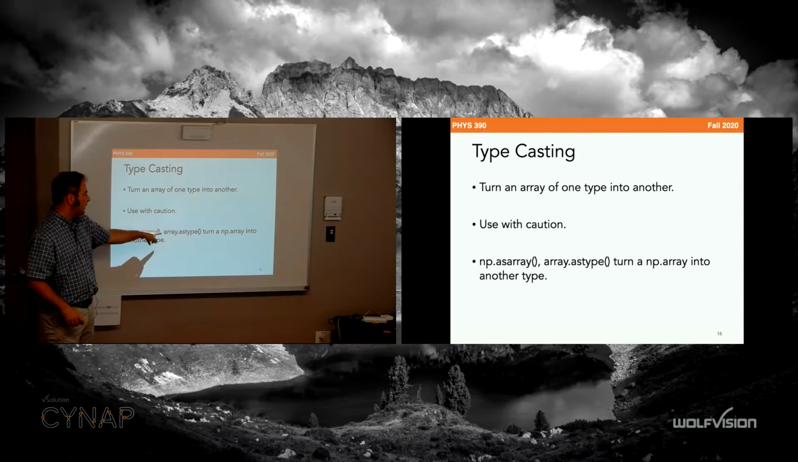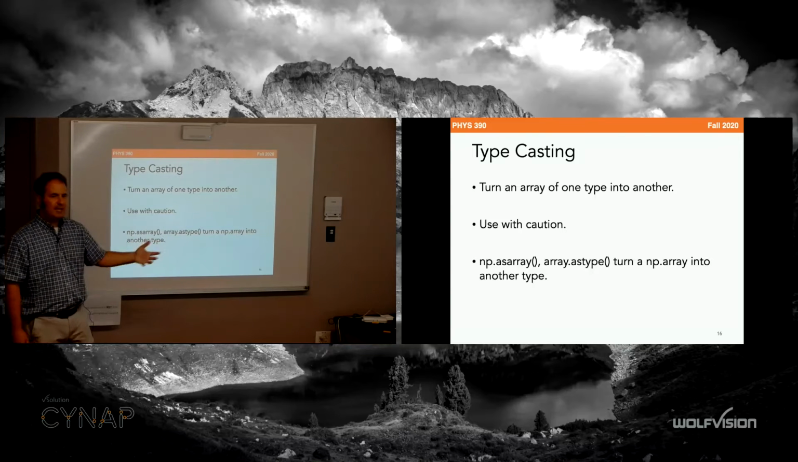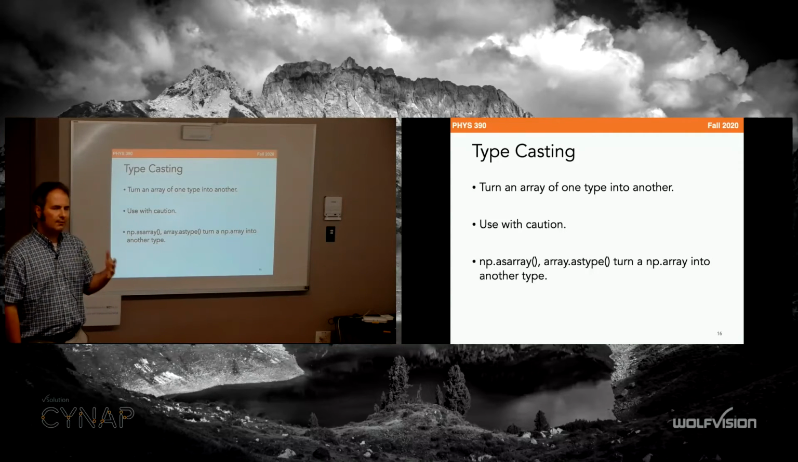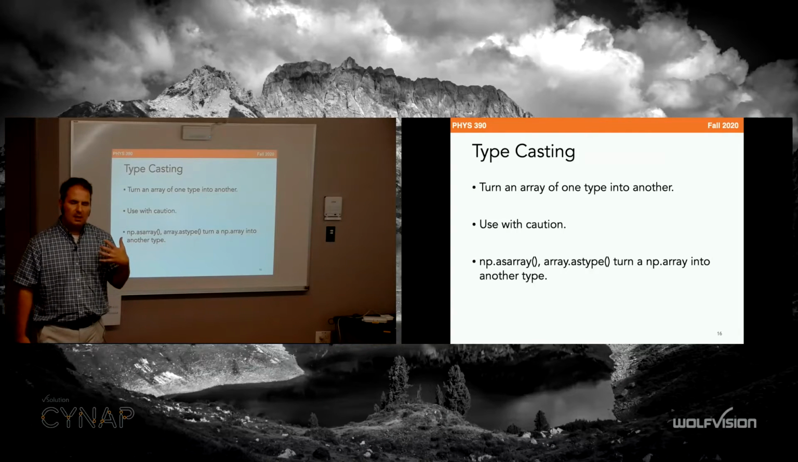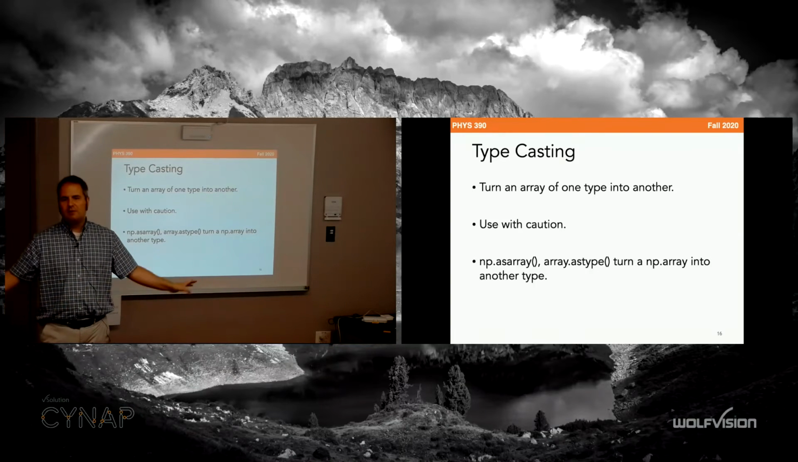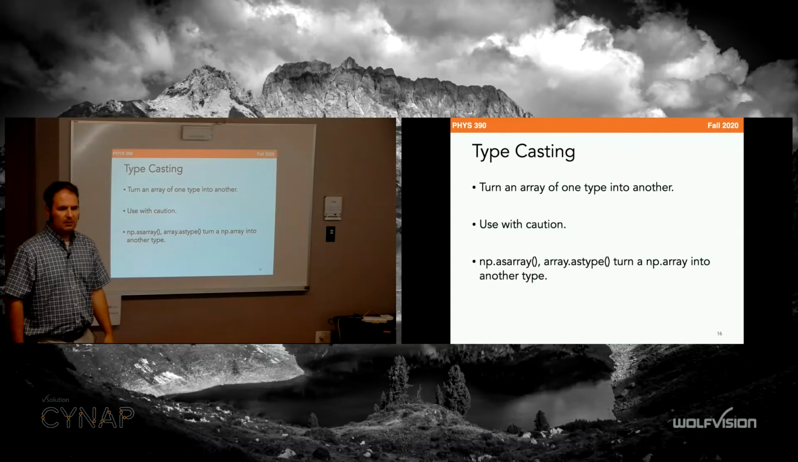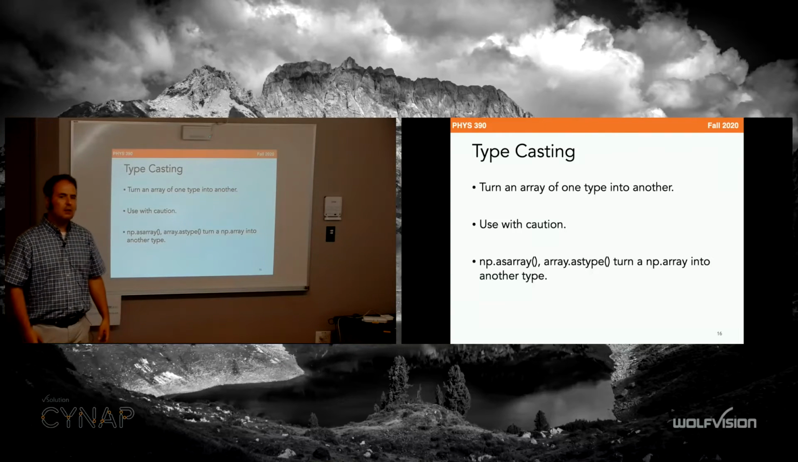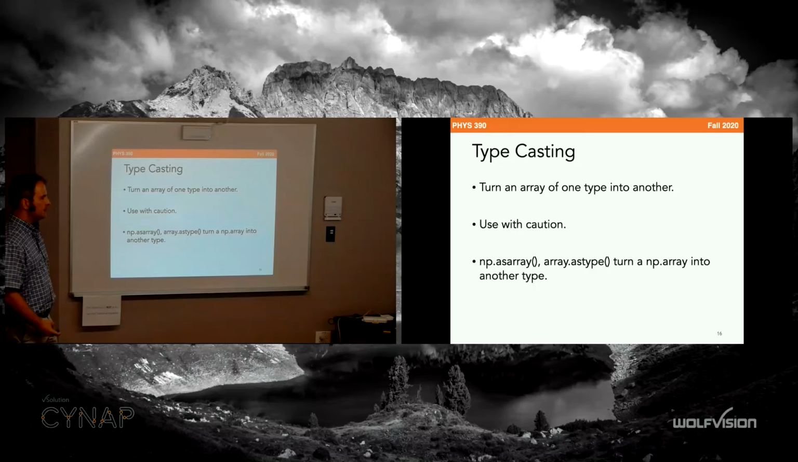NumPy as array, NumPy as type, and NumPy array into another type. So you can actually just cast one array into another. This is useful if, for whatever reason, your collaborator has saved everything as strings. I don't know, he's just mad. And he saved everything as strings. And you go, but I want the actual values. So you can actually turn it into values. So all is not lost if it's all in strings.